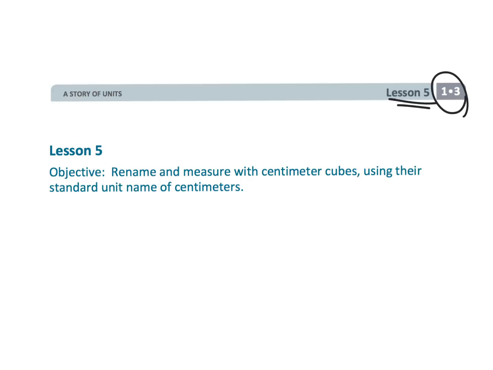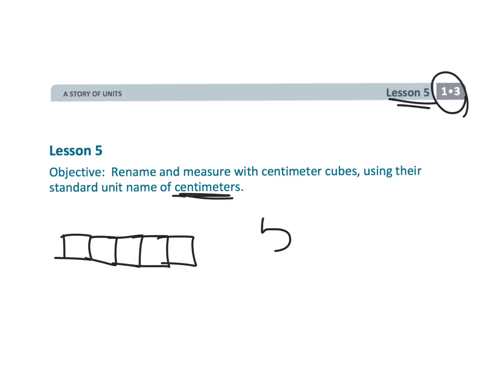The idea being, instead of us talking about cubes to talk about how long something is, we're now going to be just talking about centimeters. So in this case, it would be like 5 centimeters. They're not abbreviating it yet, but we're just going to call it 5 centimeters rather than 5 centimeter cubes long.